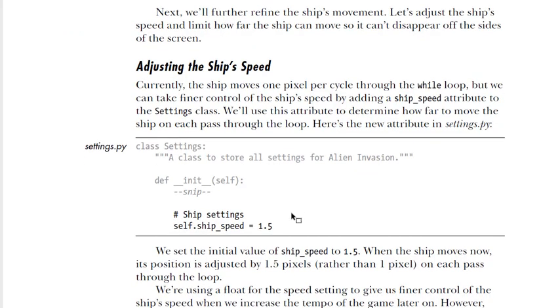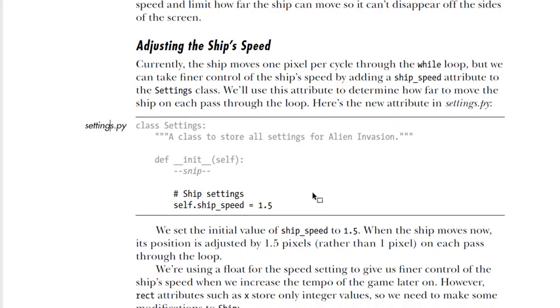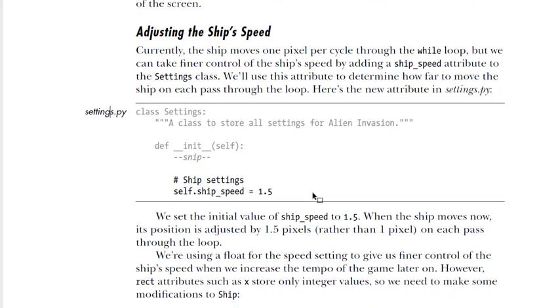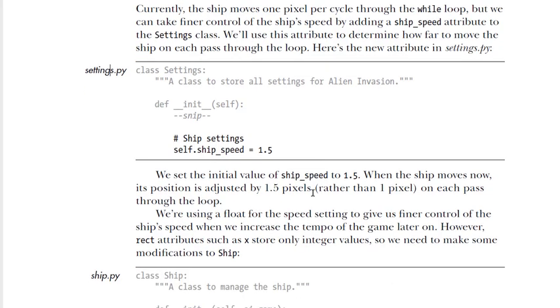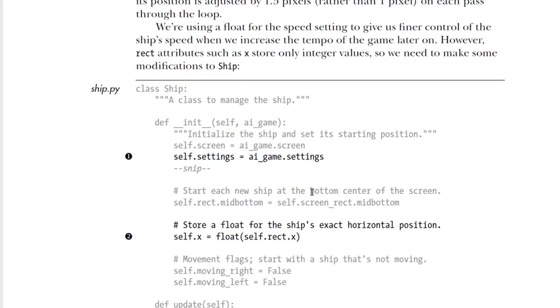Then we adjust some ship speeds. So coming into our settings file, adding in a ship speed variable or property, and then back to ship, adding some things into init.